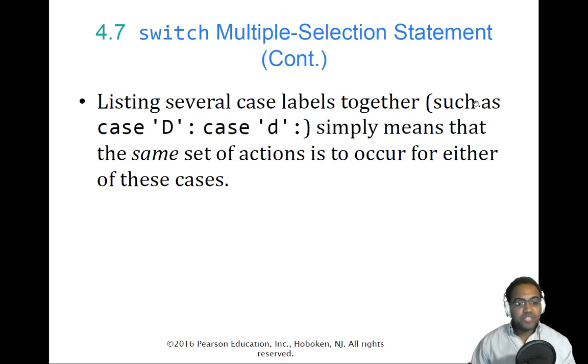Listing several case labels together, such as case D, simply means that the same set of actions is to occur for either of these cases. So if you have one case after another, as you saw in the code in the PowerPoint, then once it gets case D uppercase, case D lowercase, and then the actions you want to happen after that last one, everything preceding that case will fire as long as there was no break. So case D and case d have no breaks in them, so they're going to go one after the other. It's called fall through.